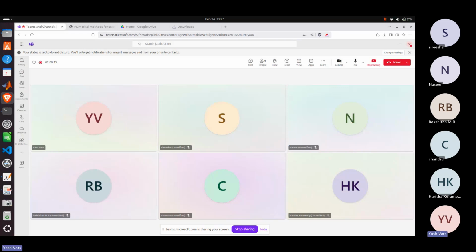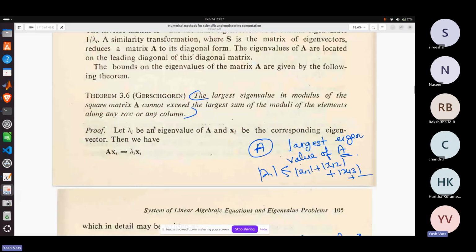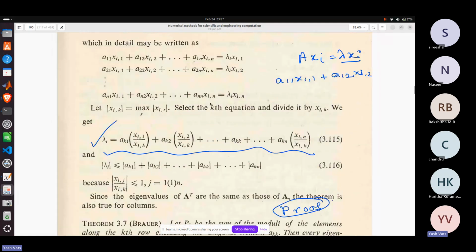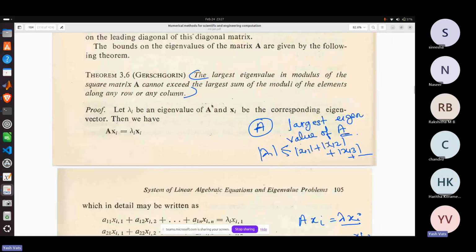Okay, so there is one important theorem that I think is being discussed in your classes as well, and there may be some questions on that, so be prepared for that. A very important theorem, the Gershgorin theorem, says that the largest eigenvalue in modulus of the square matrix A cannot exceed the largest sum of the moduli of elements along any row or any column.